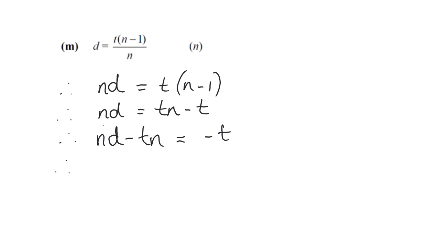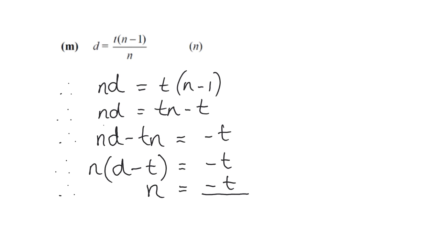Therefore, we can now take the n out of a bracket, n bracket d minus T equals minus T. That is because we have the n as a common factor, and therefore n times this bracket, if we want n on its own, the opposite of the times is a divide. Remember, we've still got negative T all over d minus t. And as always, you can, in that case, if you want, just have d minus t. So there we go. We have n equals minus t over d minus t.